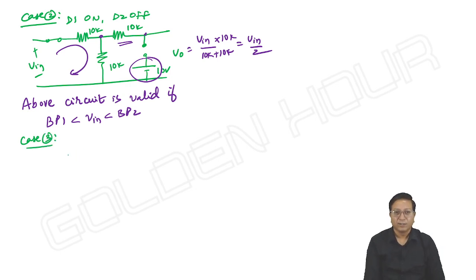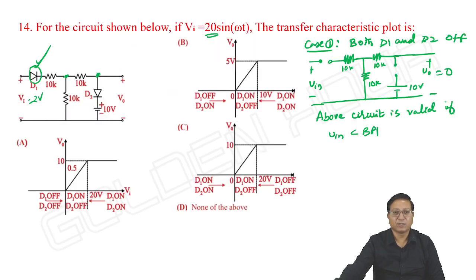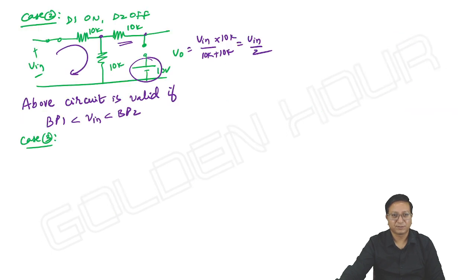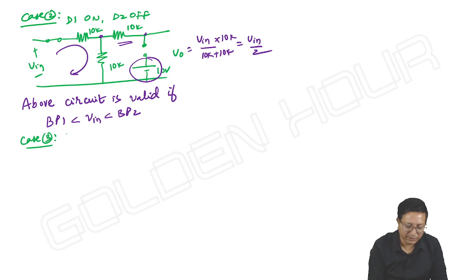Okay. Further, you are increasing the input, so what happens? D1 is on, D2 is also on. Once D2 is on, what about the output? D2 acts as a short circuit and output is equal to 10 volts. So, both D1 and D2 on.